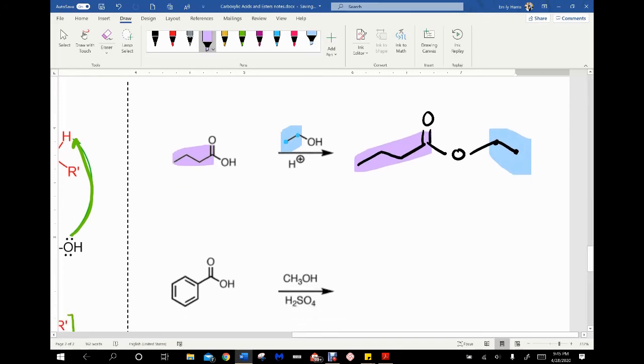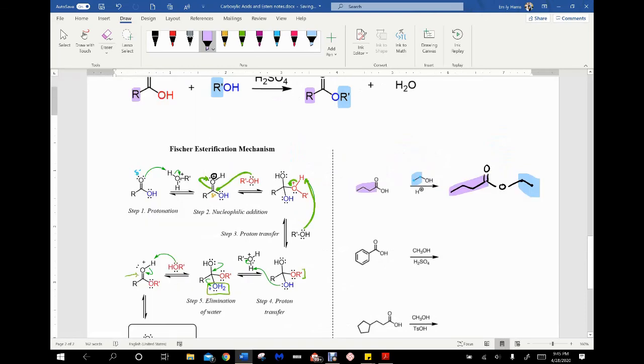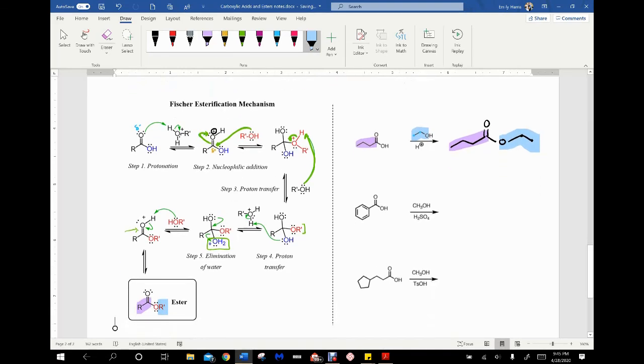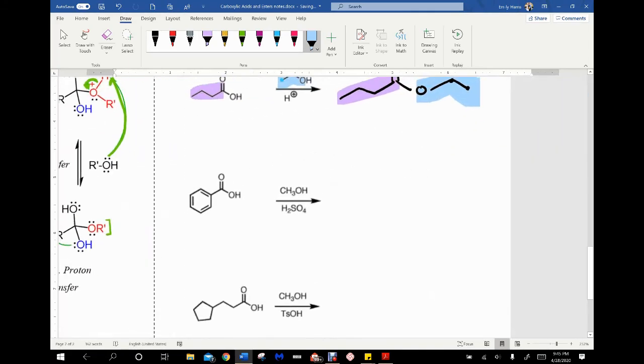And this oxygen here is from our alcohol as well. So I can highlight that in the process. There we go. All right, so now let's try this next one here.